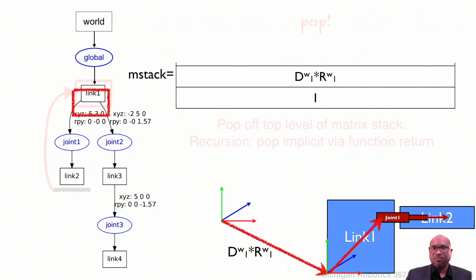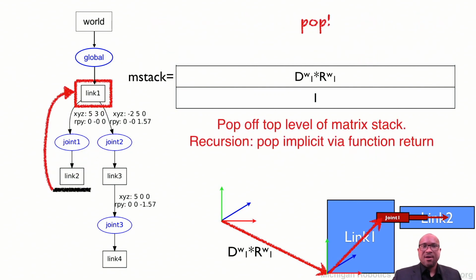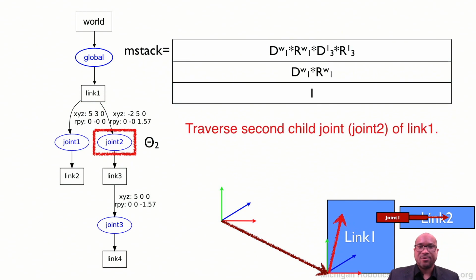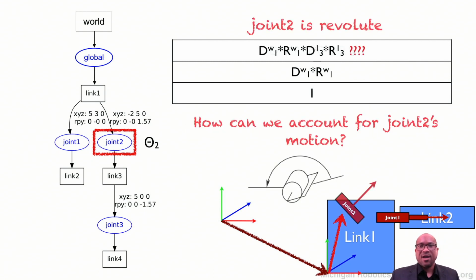And so once we process link 2, we pop and go back to link 1, and then we're going to process the second joint. So when we get to the second joint, we push everything back up again. We're going to place the joint. That's going to be the third frame. We're going to place that third frame with respect to the link 1 frame, and then we get joint 2. But in this case now, when we have joint 2, it's going to be revolute.